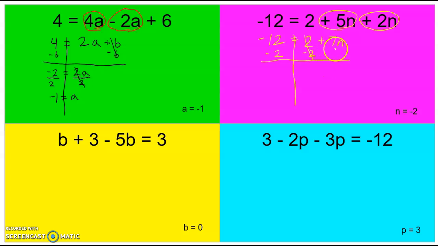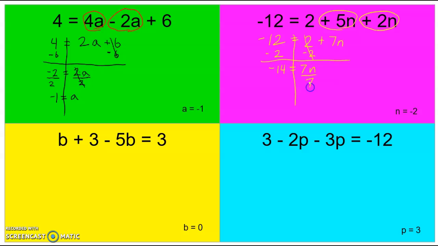So that cancels out. Negative 12 minus 2, same signs. When you're adding and subtracting integers with same signs, you add them together. So that's negative 12 and a negative 2. Add them together: negative 14, which is equal to our 7n.